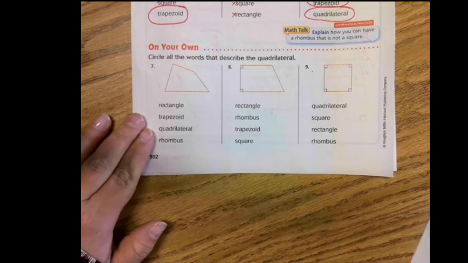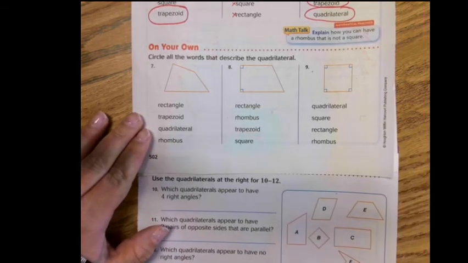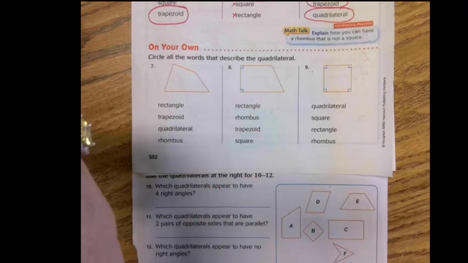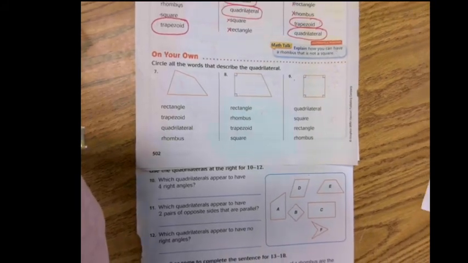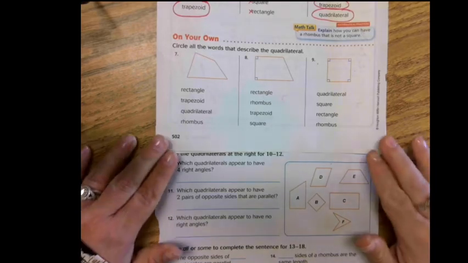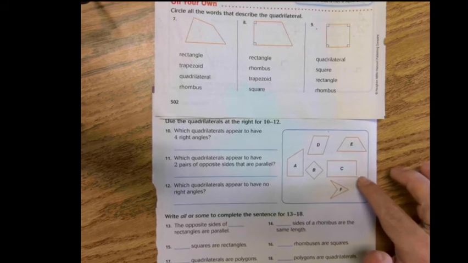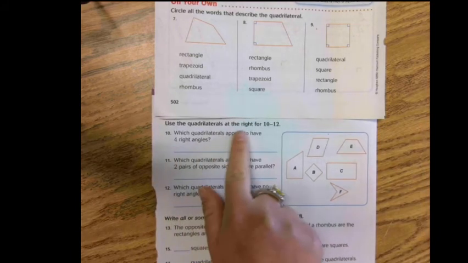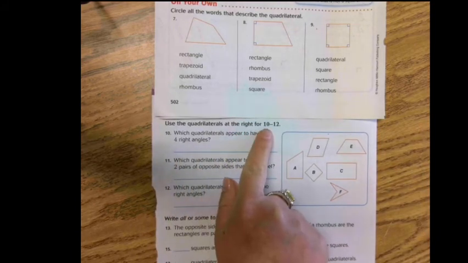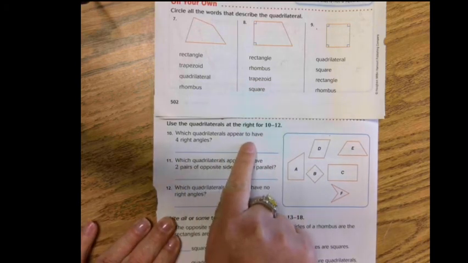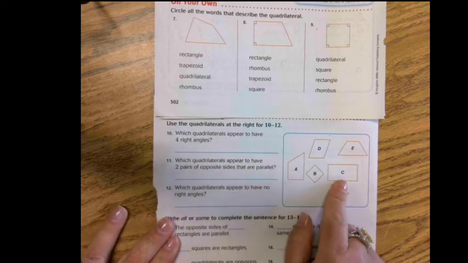Then let me get your F page. Just like on our last lesson, you're going to do 10, 11, and 12. I'm going to zoom this out a little bit for you. For 10, 11, and 12, you are going to use these pictures right here, these quadrilaterals. It says use the quadrilaterals at the right for 10 through 12. That's all we're going to do; we're going to stop at 12. Which quadrilaterals appear to have 4 right angles? You're going to tell me which ones.